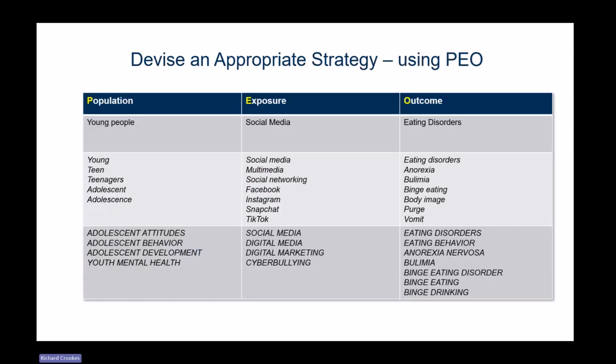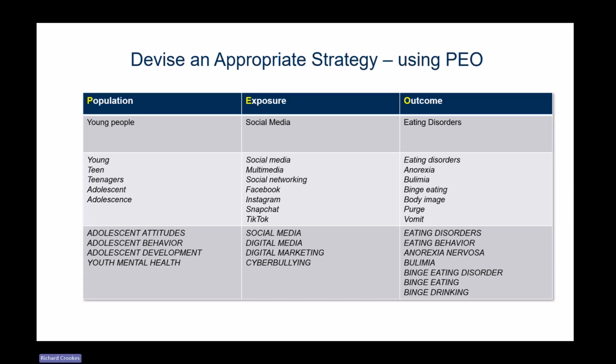Obviously, the key thing here is to devise the strategy. We have the research question and we can break it down into the key components. For this particular session, I'm using PEO. So we look at the population or patient or problem, we look at the exposure, and we look at the outcome. So we look at young people specifically, we're looking at their exposure to social media and the impact of social media in terms of eating disorders.